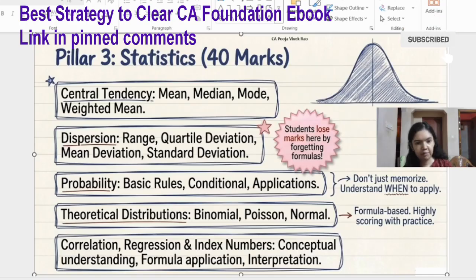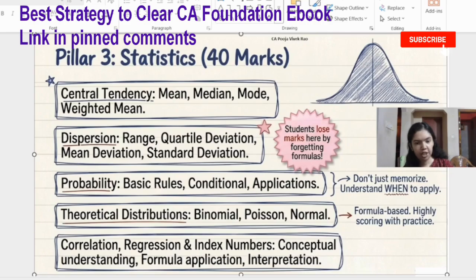So the important chapters here are, first one is the central tendency, that is measures of central tendency. Here focus on mean, median, mode, weighted mean. So understand the concepts and formulas for this. Then we have measures of dispersion. In this study range, quartile deviation, mean deviation, standard deviation. So in this chapter it was noticed that students mostly lose marks because they forget the formulas. So please read the formulas carefully for this chapter.